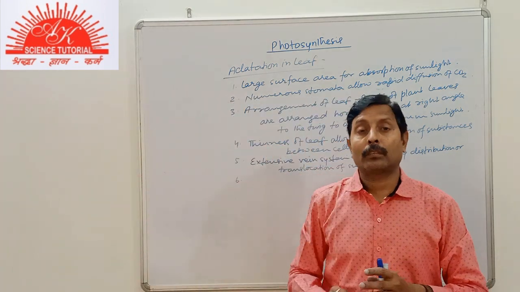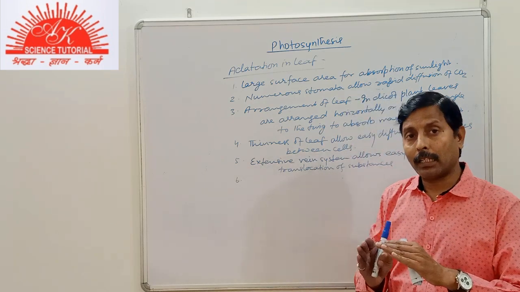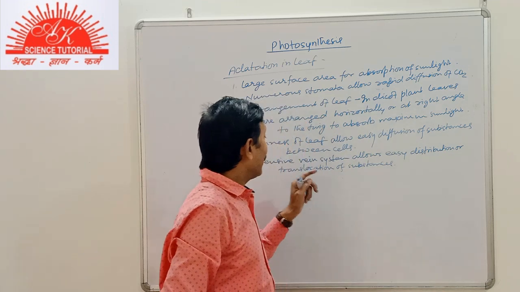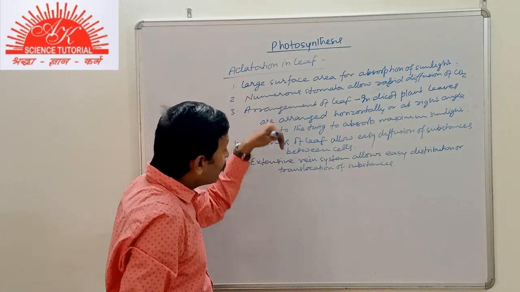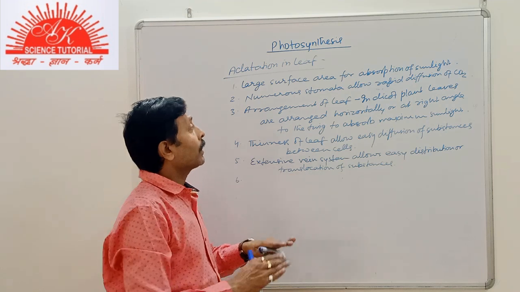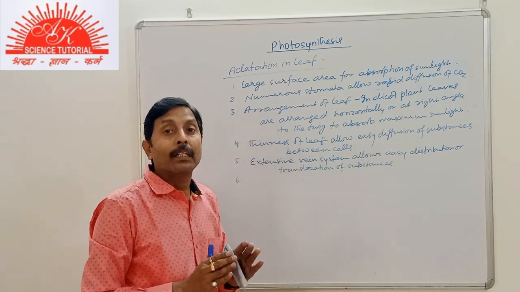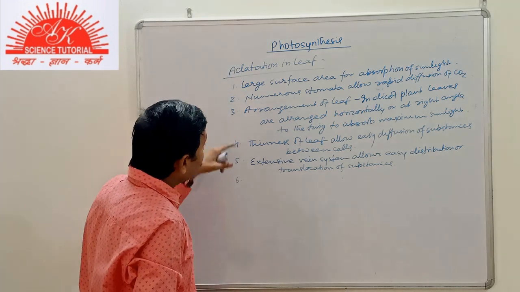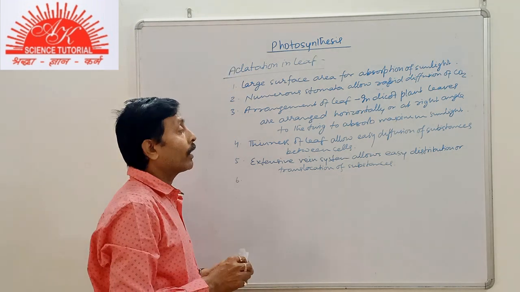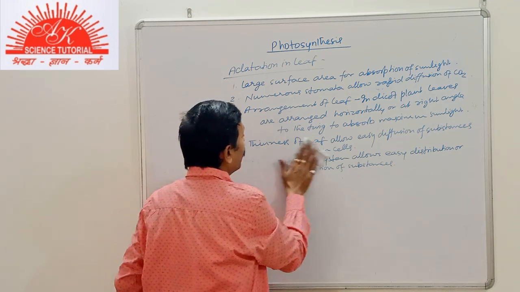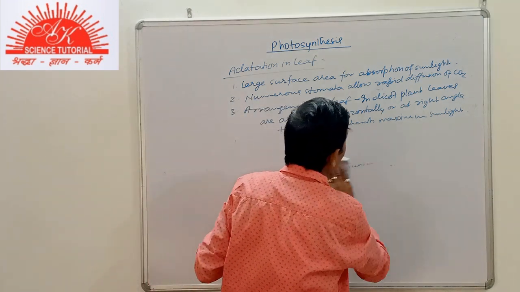The transparent cuticle layer and the cells of the upper epidermis allow easy diffusion of CO2 to reach up to the palisade layer such that photosynthesis can take place at a maximum rate. So these were the different adaptations of the leaf due to which it performs photosynthesis.